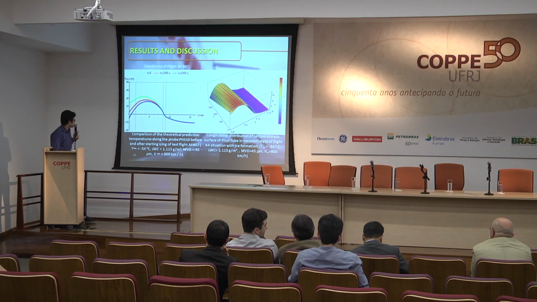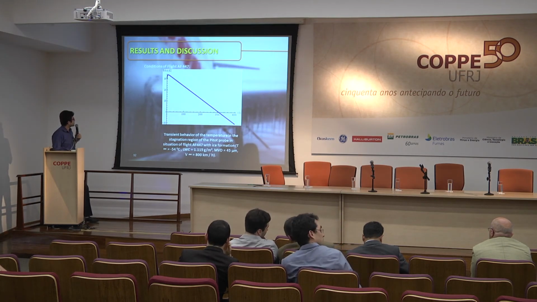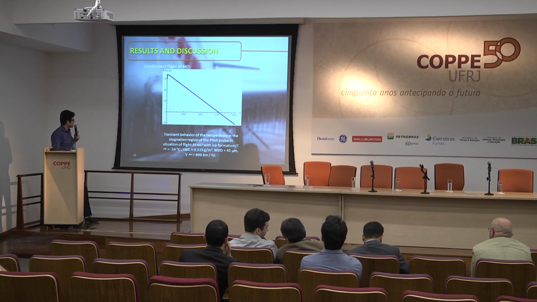In this slide we try to find a comparison of the theoretical prediction temperature along the P2 tube and the situation of the accident. It shows the true time of the testing with the icing, and the second one shows the transient behavior of the temperature by time.